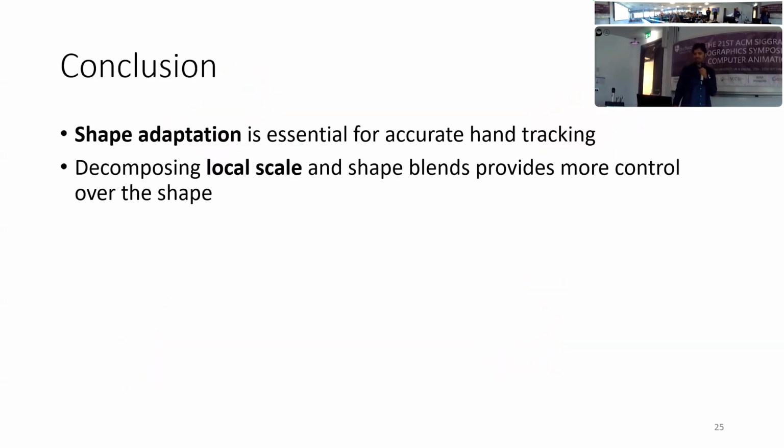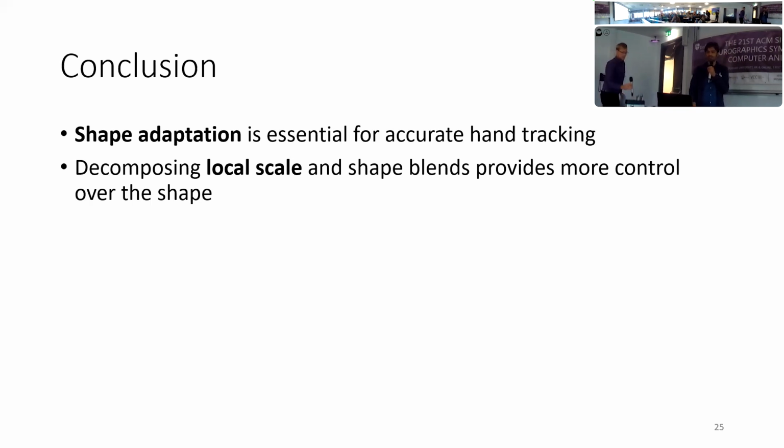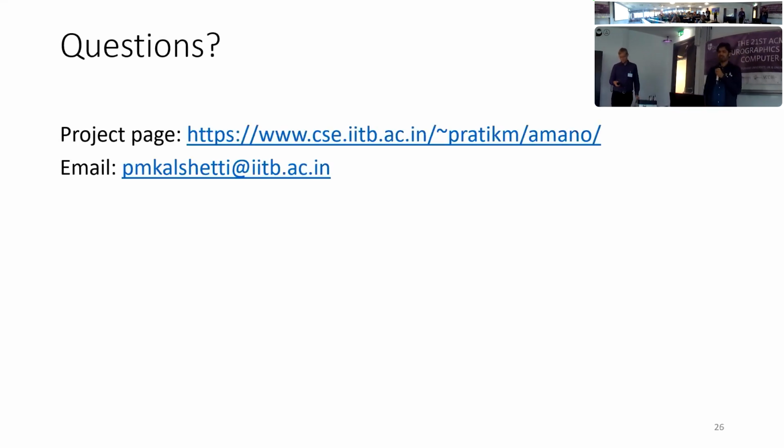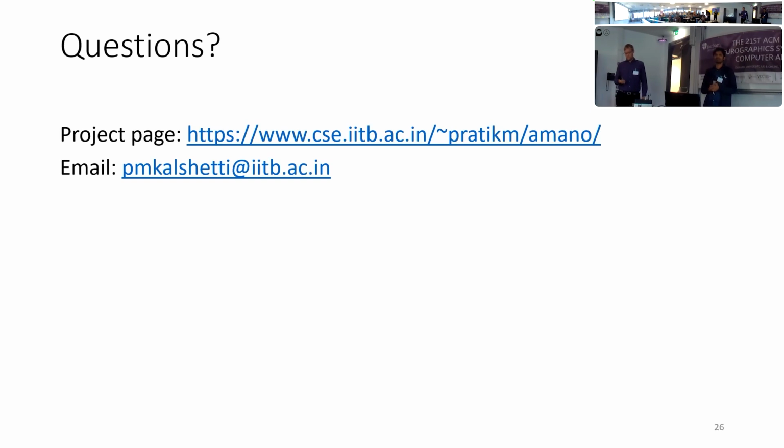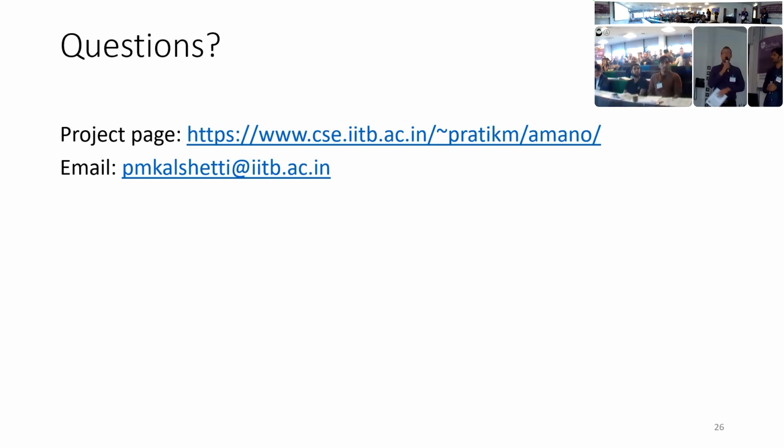To conclude, here is the key takeaway from the talk: shape adaptation is essential for accurate hand tracking, and we present that decomposing local scale and shape blends provides more control over the shape. Thank you, and I'll be happy to answer any questions that you may have. Thank you very much for this talk. Are there any questions?